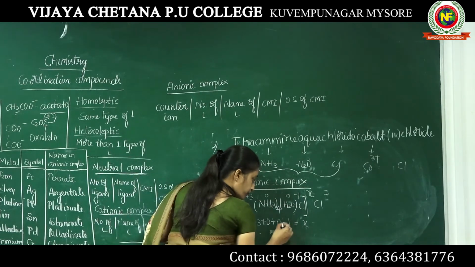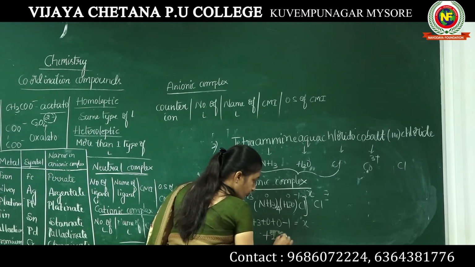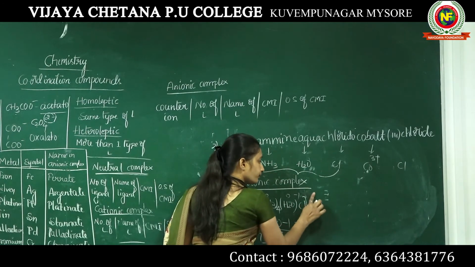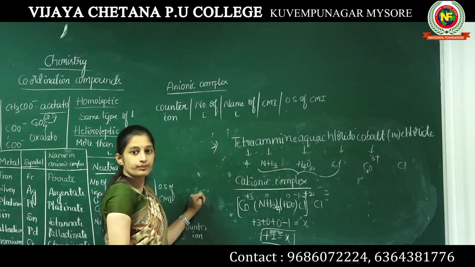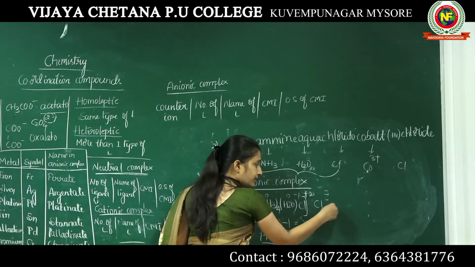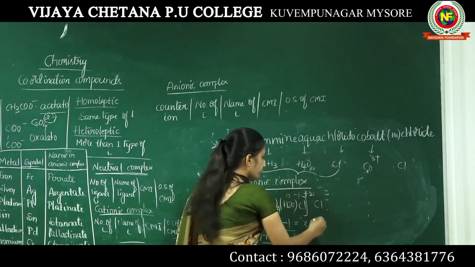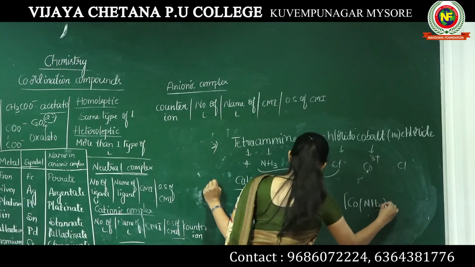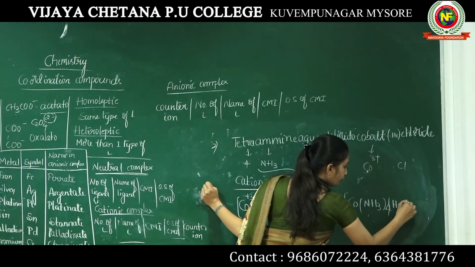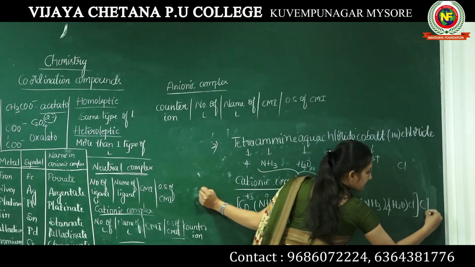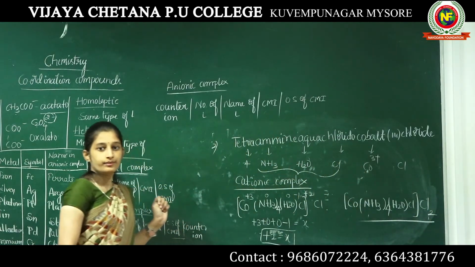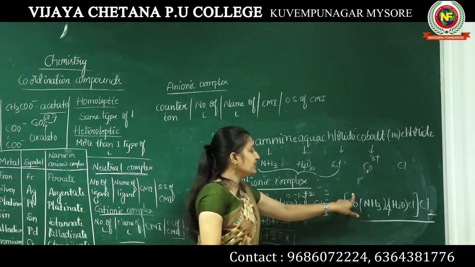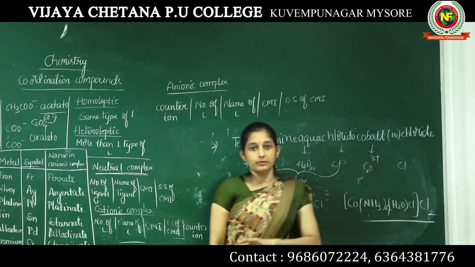Next, minus 1 plus 3 becomes plus 2, equal to x. Then what is the x value? Plus 2. The x value is plus 2. This 2 will come this side and this one will come this side. Then what is the final formula? [Co(NH3)4(H2O)Cl]Cl2. This is the final formula. Before writing the final formula, we can write like this for our reference. But in the final formula, we should not mention that this is plus 3, this is 0, this is 0.